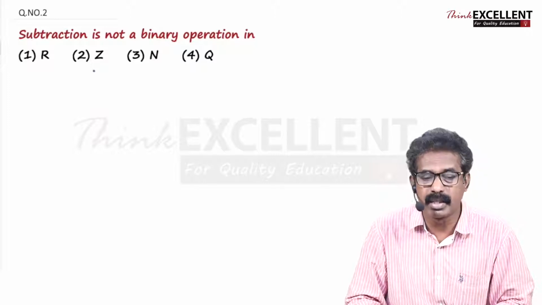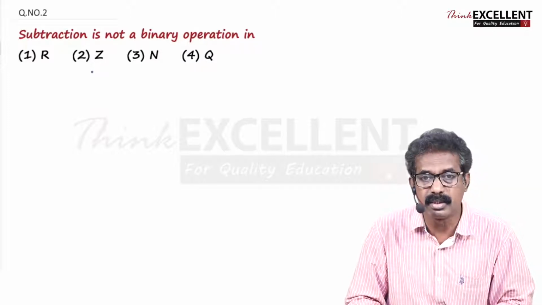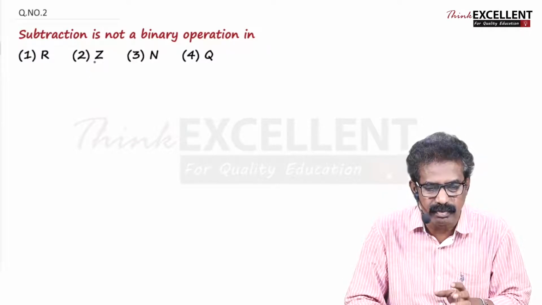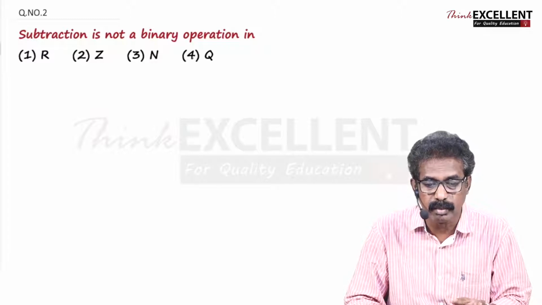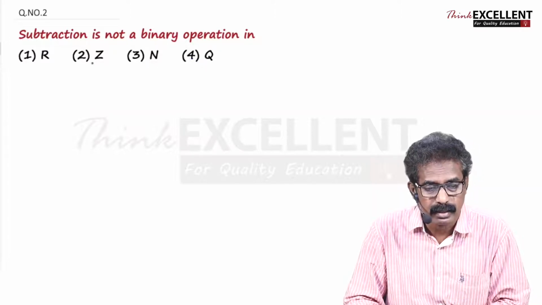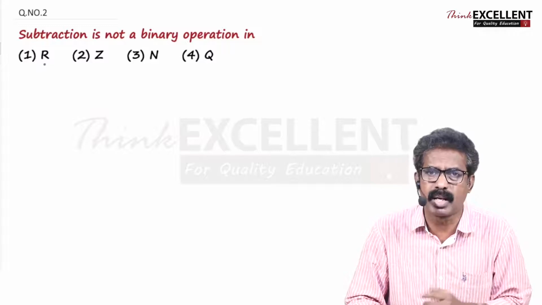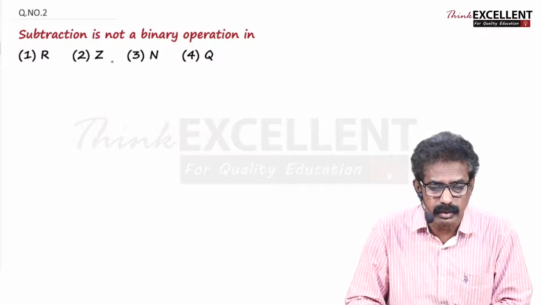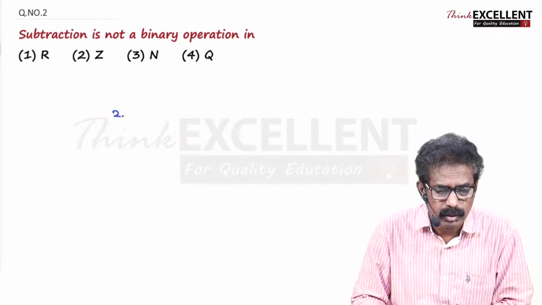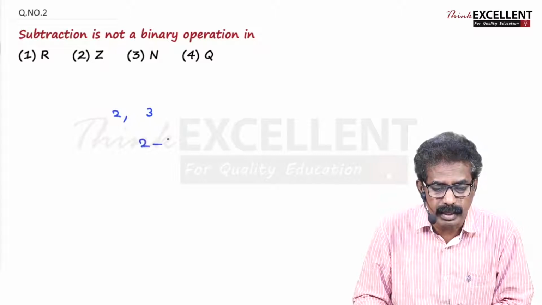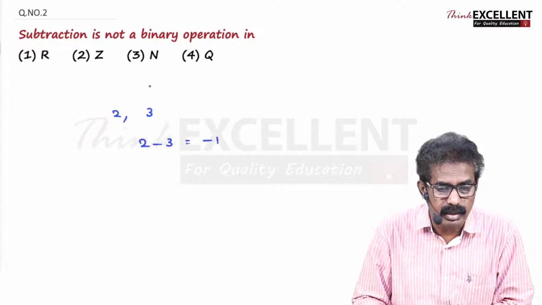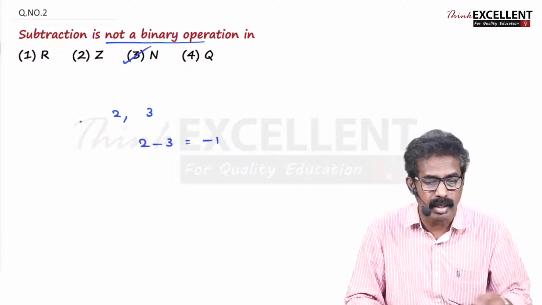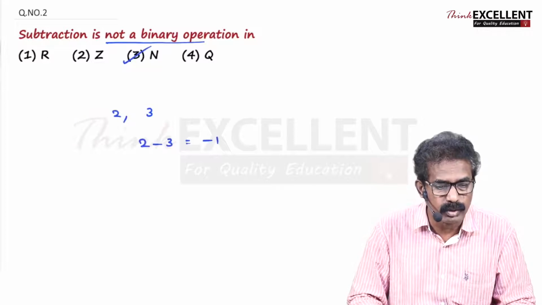Subtraction is not a binary operation in the set of natural numbers. R is the set of real numbers, Z the set of integers, N the natural numbers, and Q the rational numbers, right? Two real numbers you subtract, again your answer is a real number. Two integers you subtract, again you get an integer. Two natural numbers you subtract, for example 2 and 3: 2 minus 3 is minus 1, which is not a natural number. So it is not a binary operation.